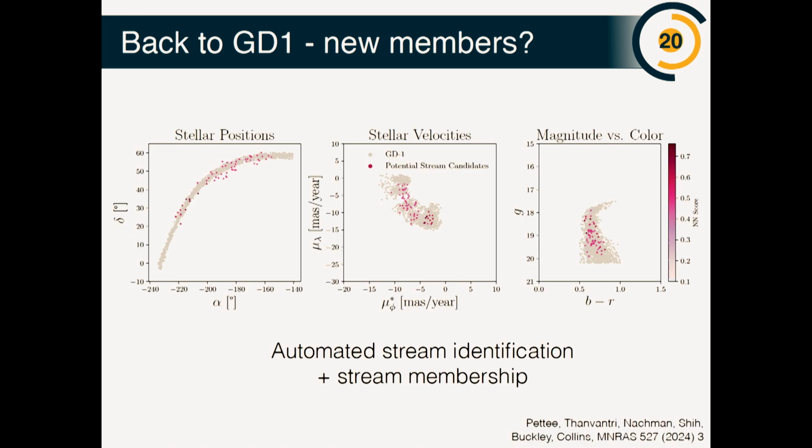In addition to finding the streams, we can also use these tools to identify new properties of the streams themselves. For example, we found in GD1 a number of stars that look consistent with the stream, but they're not labeled by the classical catalogs of GD1. That merits further follow-up, and maybe that will allow us to learn more about the structure of these streams going forward.